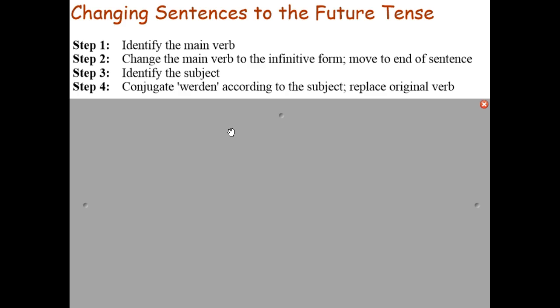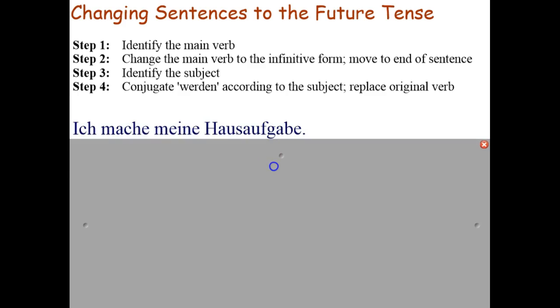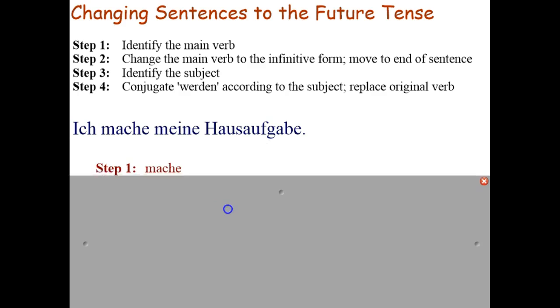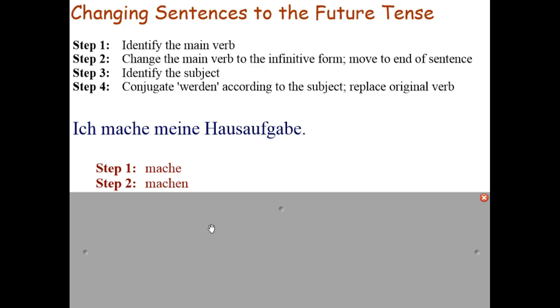So let's walk through this in a German sentence. Our original sentence is Ich mache meine Hausaufgabe. I do my homework. In step 1, I identify the main verb, mache. Step 2, I change that verb back to the infinitive form, and I would keep in mind that it moves to the end of the sentence. So mache goes back to machen.